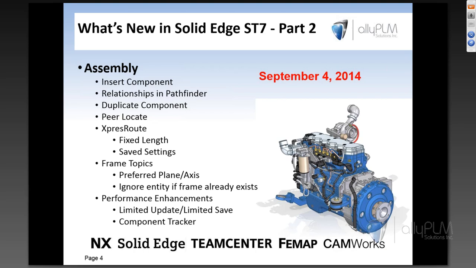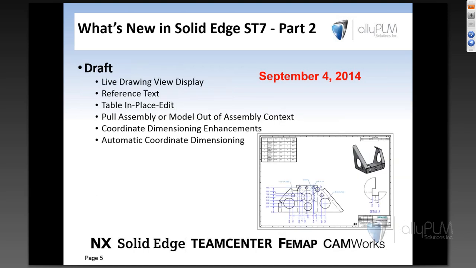So we're going to spend a lot of time on that in Part 2. We'll also cover drafting. We'll just kind of go over some of the enhancements in here. The table in place edit is pretty cool. Some new options with that. Some coordinate dimensioning enhancements and automatic coordinate dimensioning. So we'll cover all this again on September 4th.